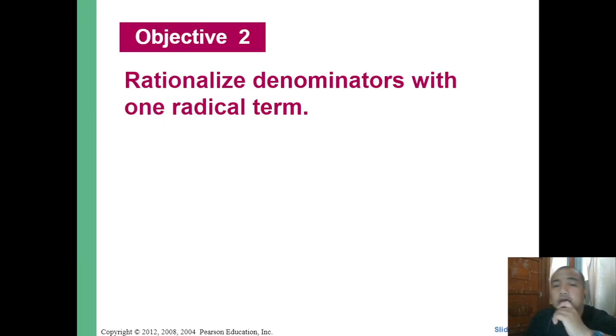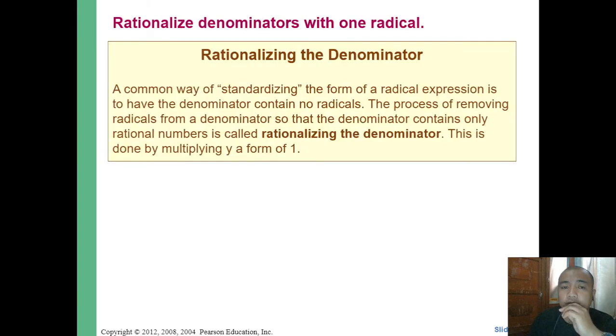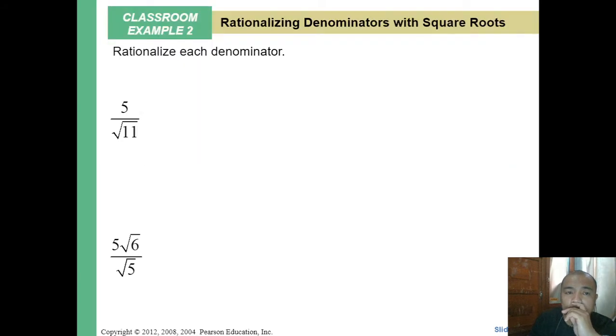Let us learn how to rationalize denominators with one radical term. A common way of standardizing the form of a radical expression is to have the denominator contain no radicals. The process of removing radicals from a denominator so that the denominator contains only a rational number is called rationalizing the denominator. This is done by multiplying by a form of 1. Let us now rationalize each denominator.